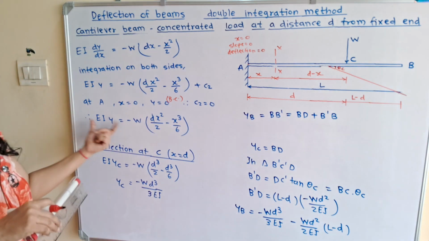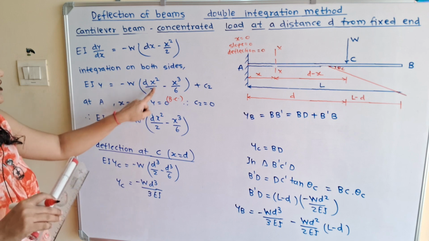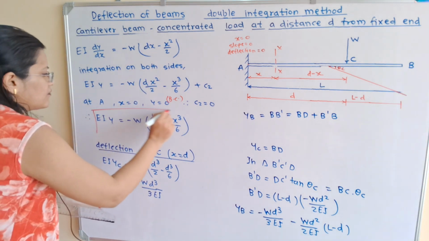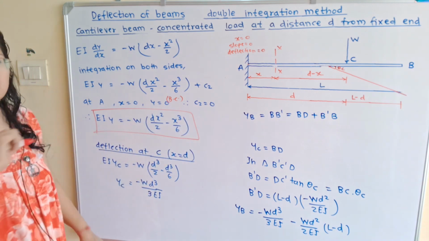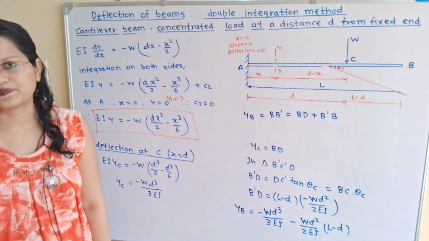So we will get the deflection equation EIy is equal to minus W dx square by 2 minus x cube by 6. So this is the equation we will use to find out the deflection. Now we will find out deflection at C.